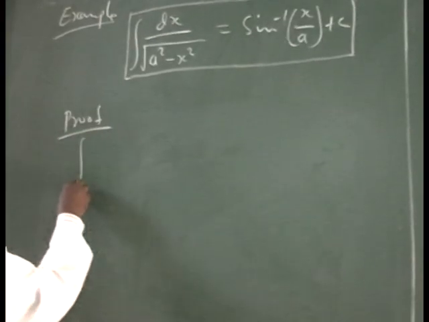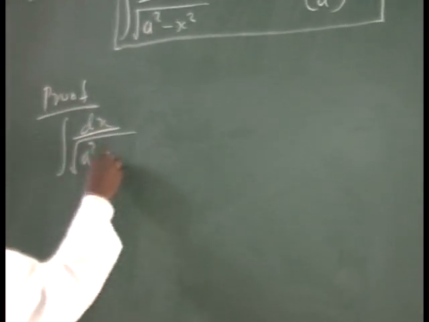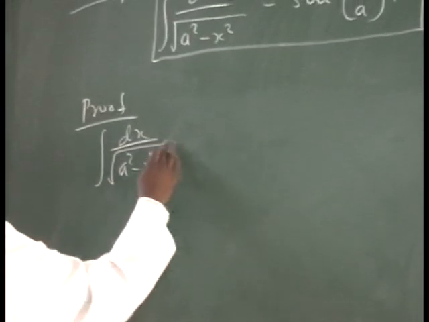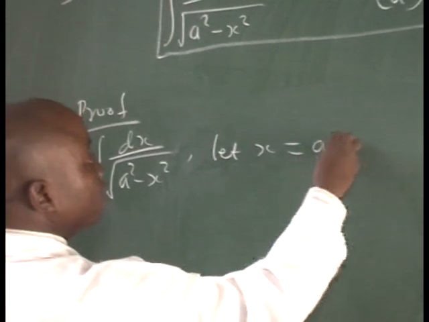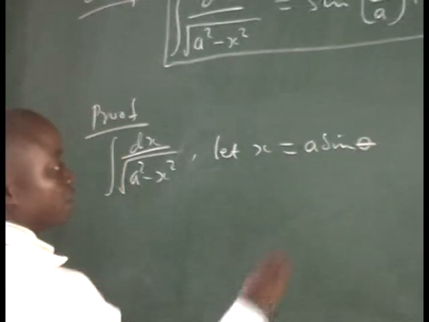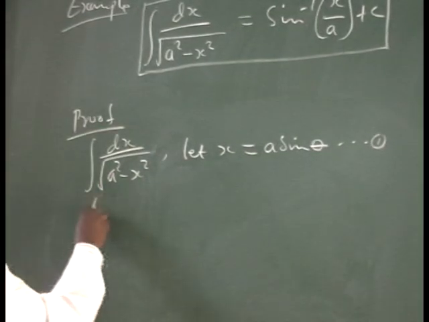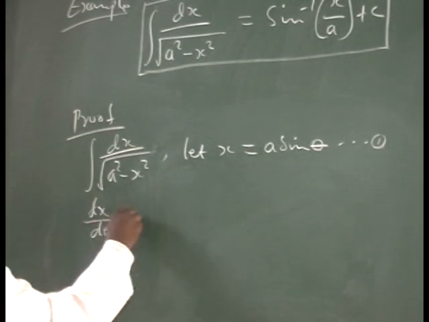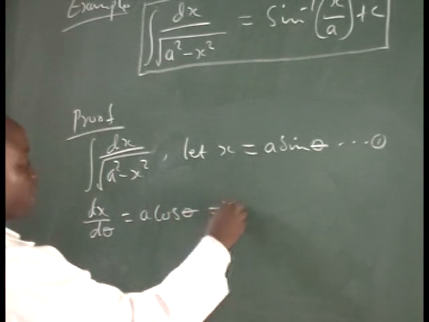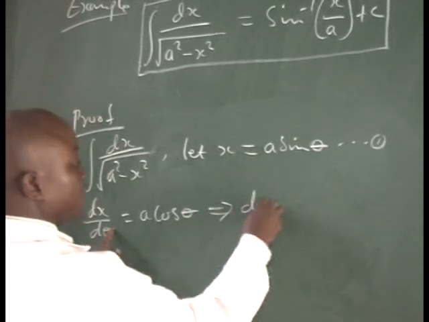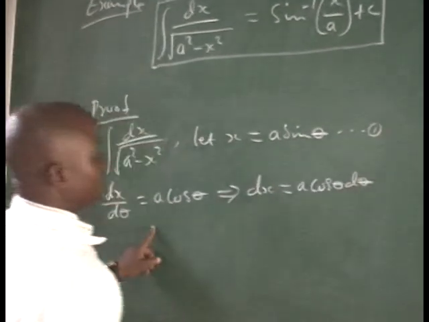Now, the integral of dx all over the square root of a squared minus x squared. Let x equal a sine theta. Call that 1. Now, dx over d theta will be equal to a cos theta, which implies that dx will be equal to a cos theta d theta.